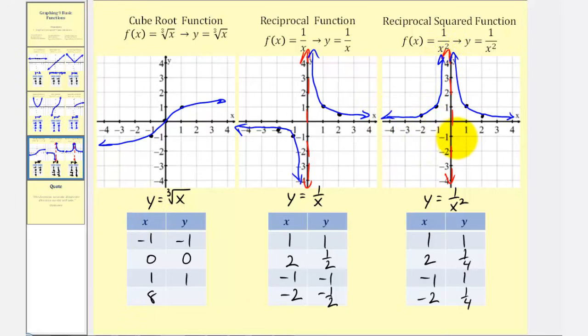So there's a quick review of 9 basic functions. And again, with practice, we should be able to recognize the graphs and the equations of these functions.